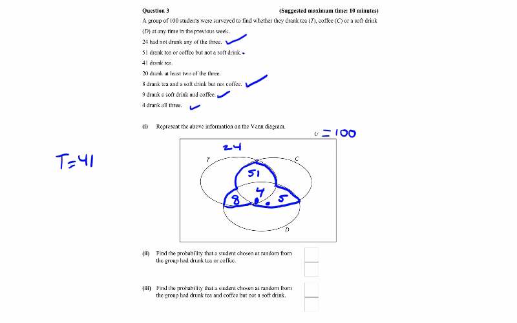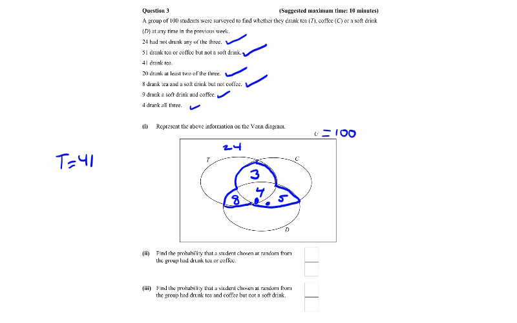And I'm reading the 51 wrong, I'm just checking. 51 drank tea or coffee but not a soft drink. So we need to just do a little bit of manipulation here. Let's go back to the at least 2 of the 3. 20 drank at least 2. So we have already 12 and 5, 17 in there. So that leaves 3.